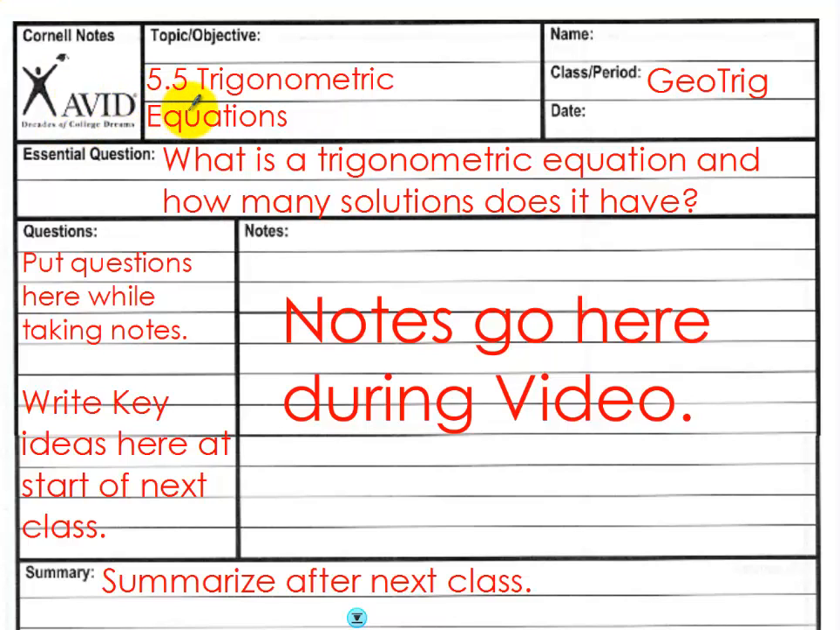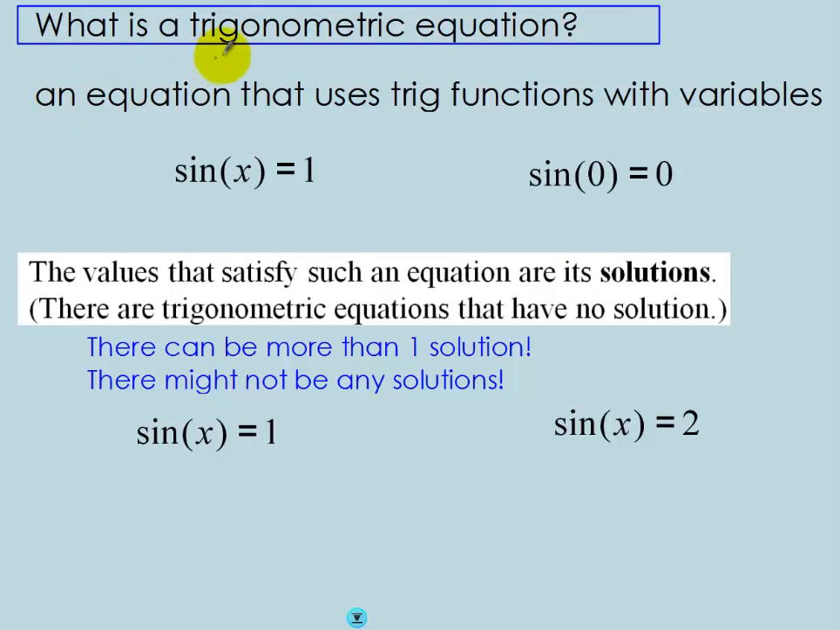Welcome, GeoTrig. This is 5-5, Trigonometric Equations. The essential question is, what is a trigonometric equation, and how many solutions does it have? Let's roll.